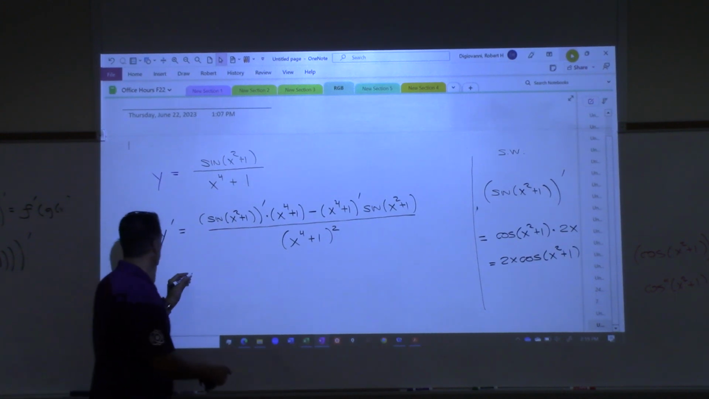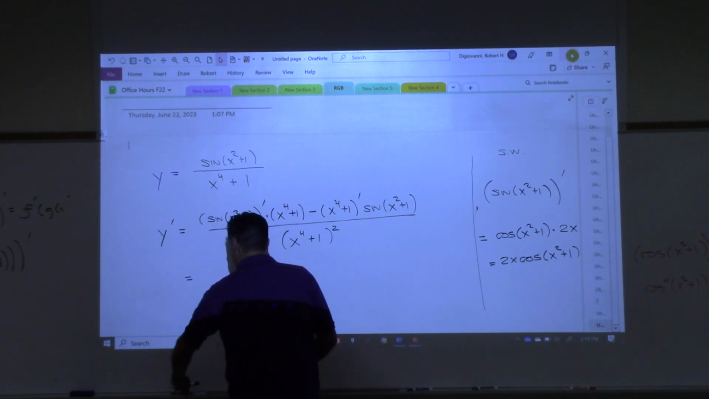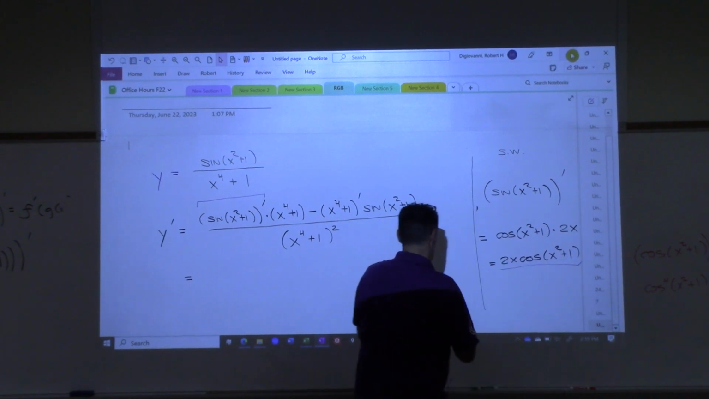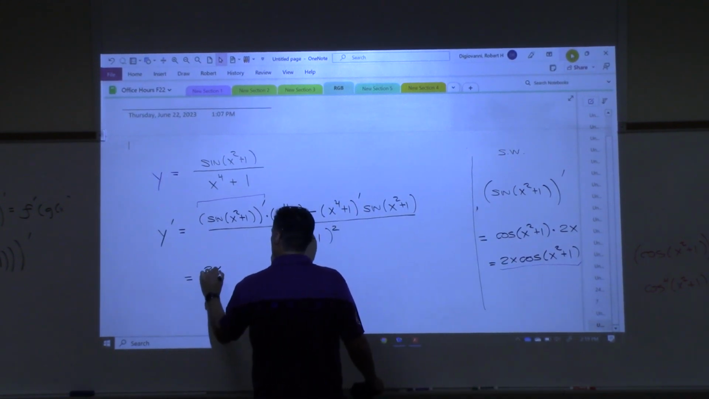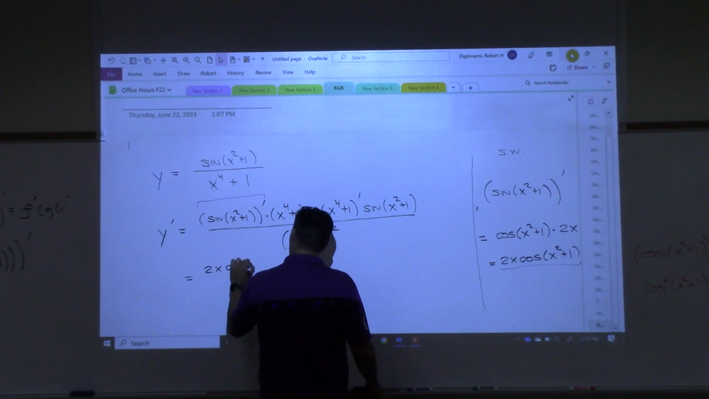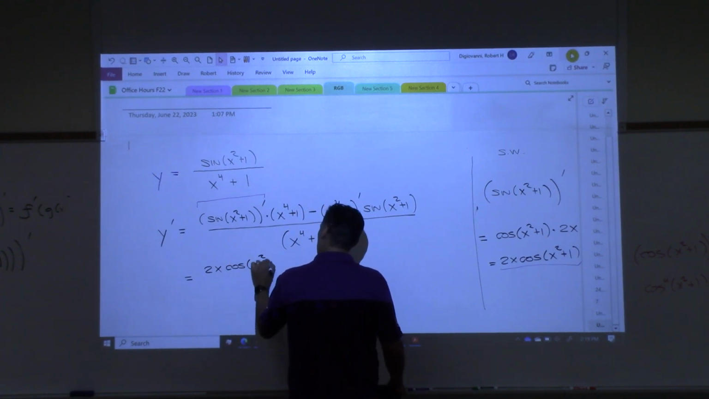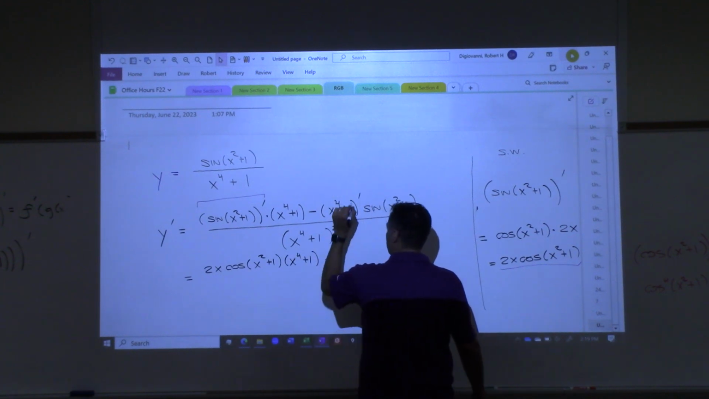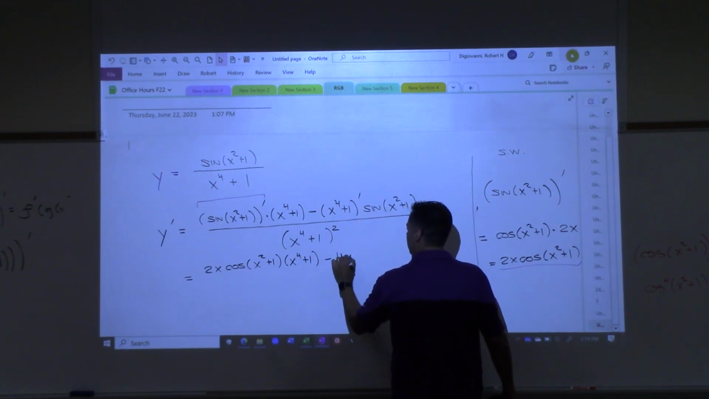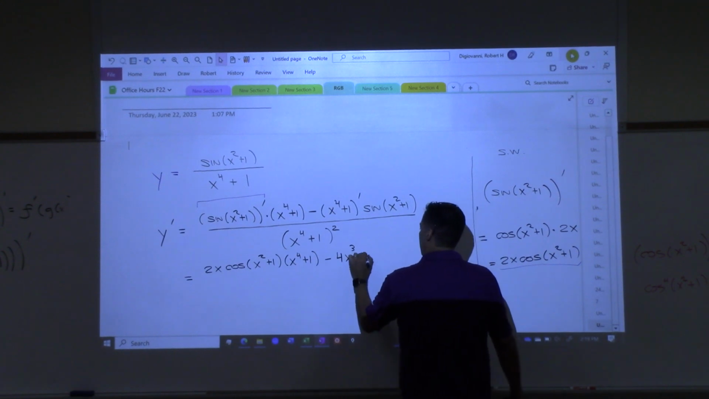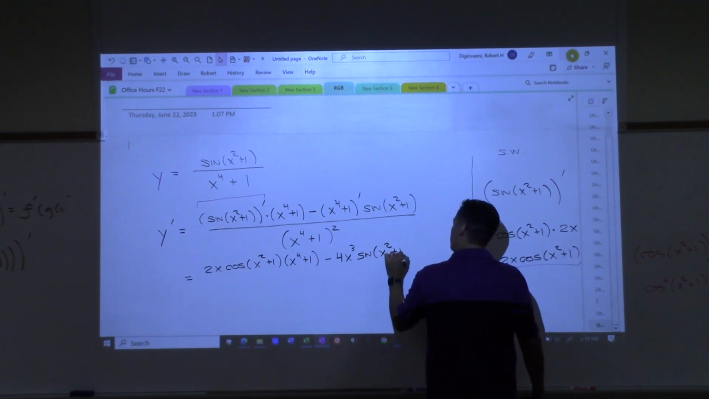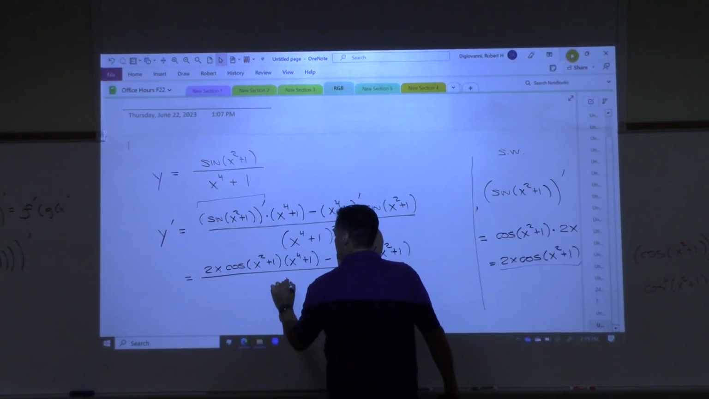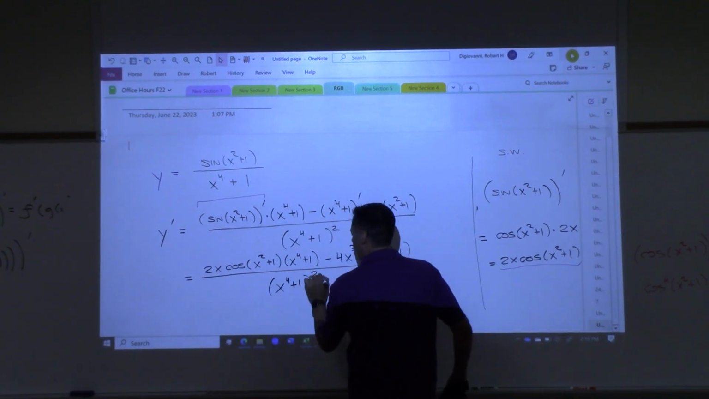So continuing over here, this right here is going to be replaced with that. So 2x cosine of x squared plus 1. And then I still had next to it x to the 4th plus 1. And then minus, I need to take the derivative of that, which we said was easy, 4x cubed, then times sine of x squared plus 1. And then all of this divided by x to the 4th plus 1 squared.